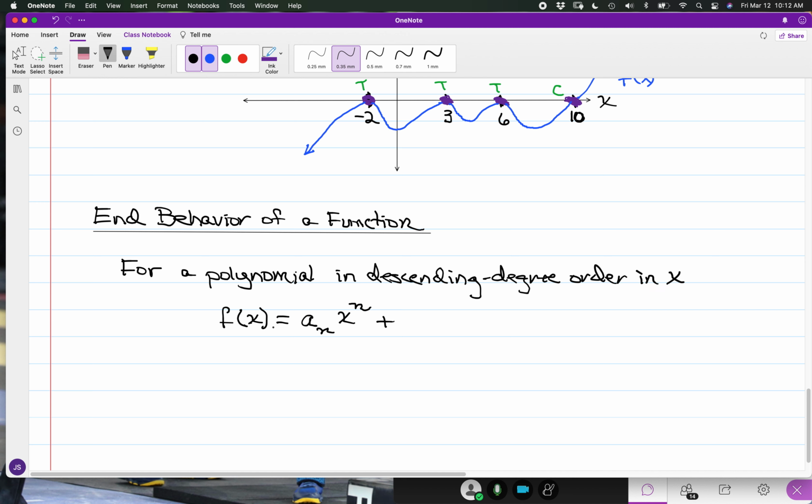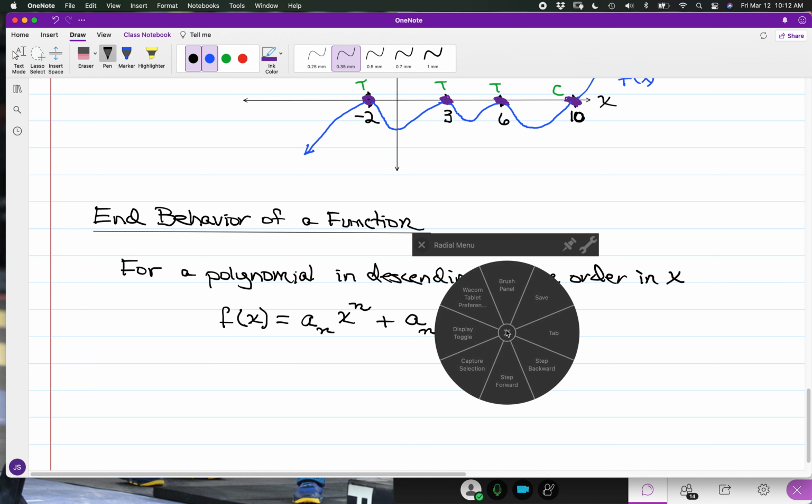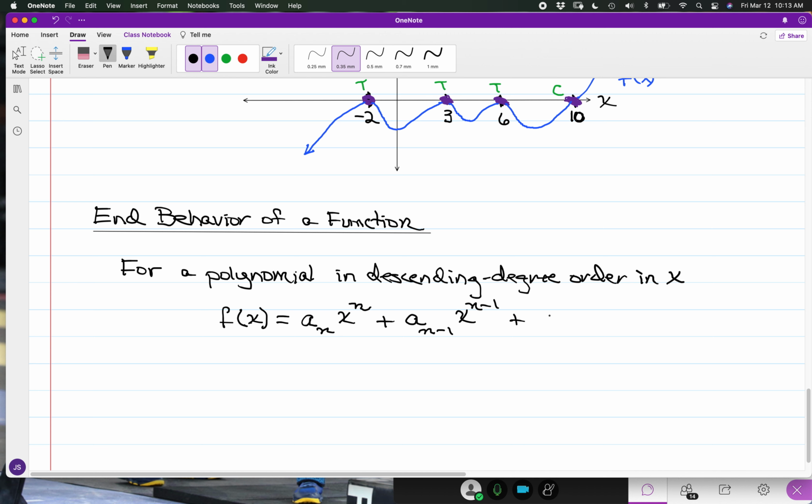Okay, so you have f of x, you have a of n x to the n plus a of n minus 1 times x to the n minus 1. And we have plus a of n minus 2 times x to the n minus 2.